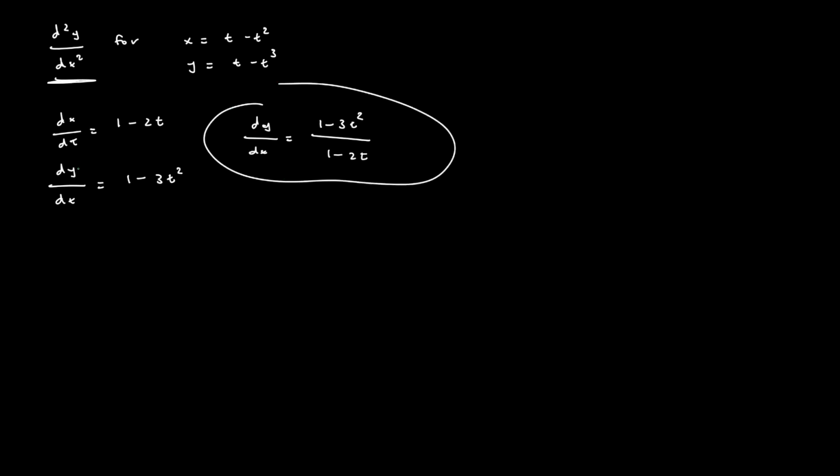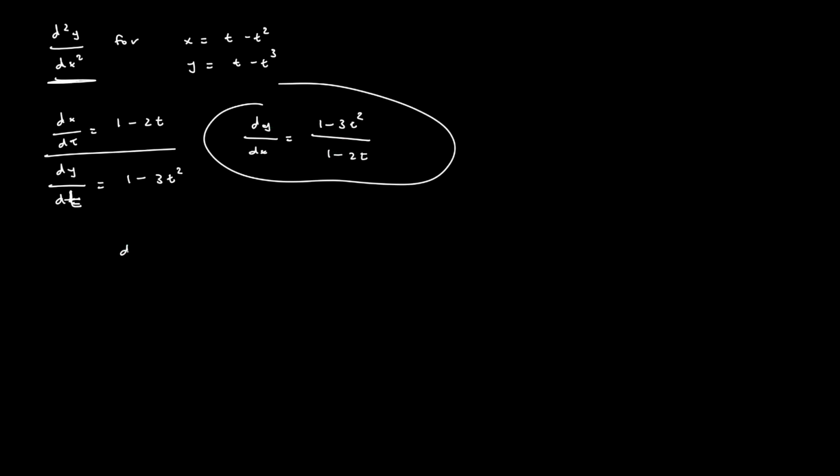The first thing we need to do is find dy over dx. We know that dx over dt is equal to 1 minus 2t, and dy over dt is equal to 1 minus 3t squared. From what we derived earlier, dy over dx is equal to 1 minus 3t squared divided by 1 minus 2t. To find d squared y over dx squared, we need to differentiate this with respect to t and then divide by this equation. Okay, so let's use the quotient rule to differentiate this with respect to t.